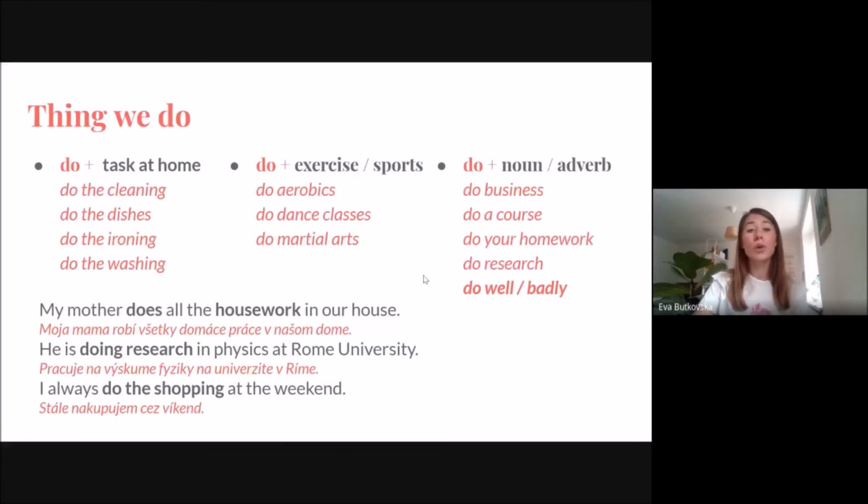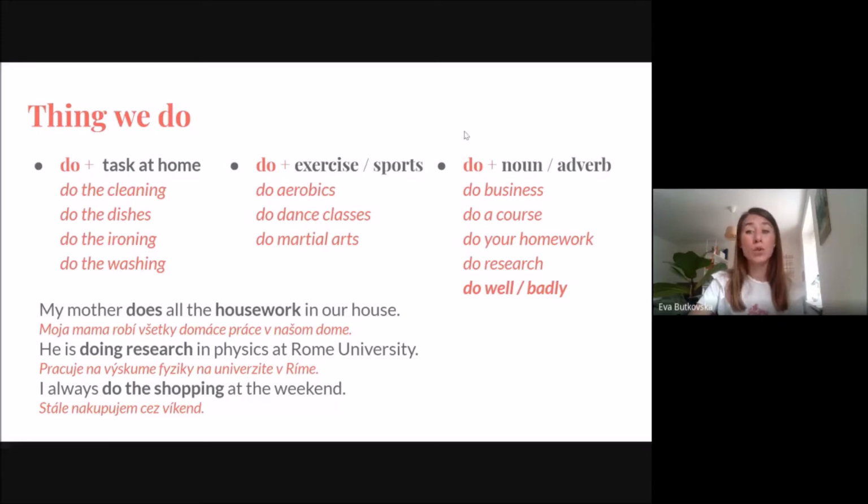We can use do with tasks at home. So what are those? Do the cleaning, do the dishes, do the ironing, do the washing. So all the tasks at home. My mother does all the housework in our house. We use verb do with activities, exercise, and sports. Do aerobics, do dance classes, do martial arts, or do some course as well.